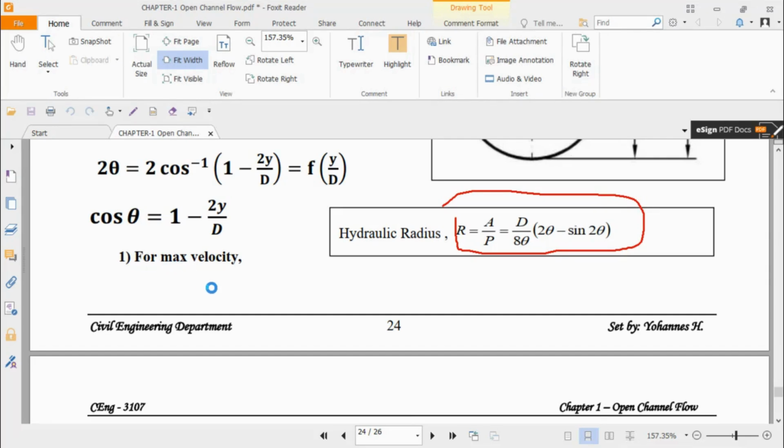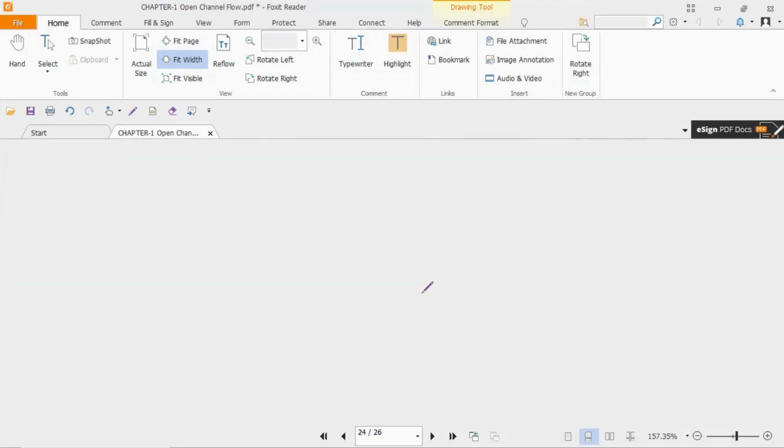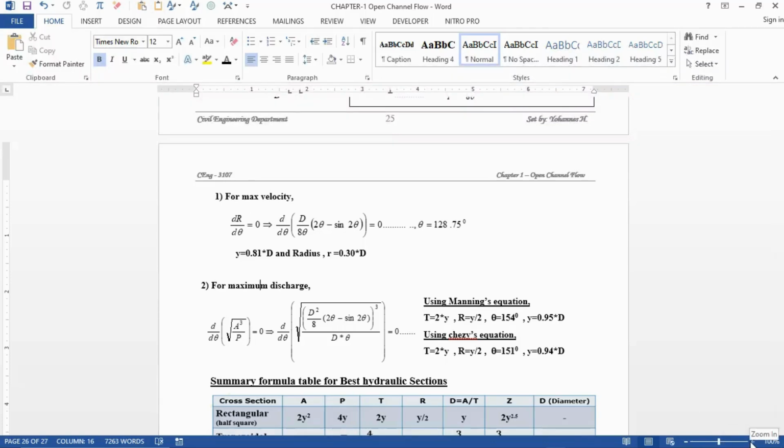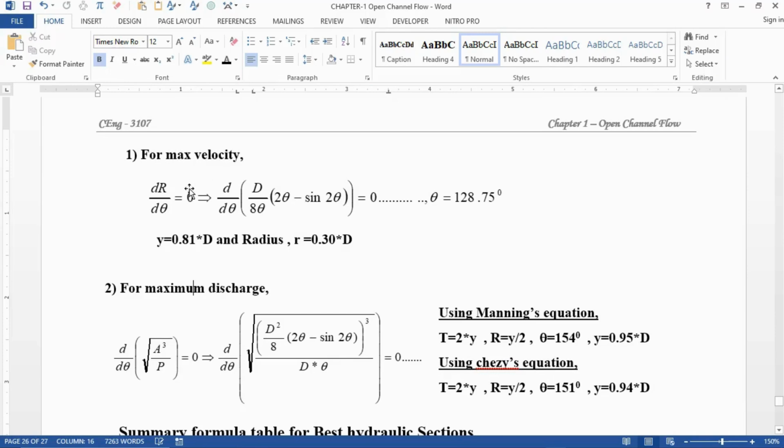Then for maximum discharge, what will happen? How do you compute it? First, let us see maximum velocity. For maximum velocity, dR, the hydraulic radius with respect to d theta, should be 0. If you differentiate this, theta will be this result. This is the result for maximum velocity. Now you can substitute in place of theta, so y will be 0.81 times the diameter, and the radius will be 0.3 times d.